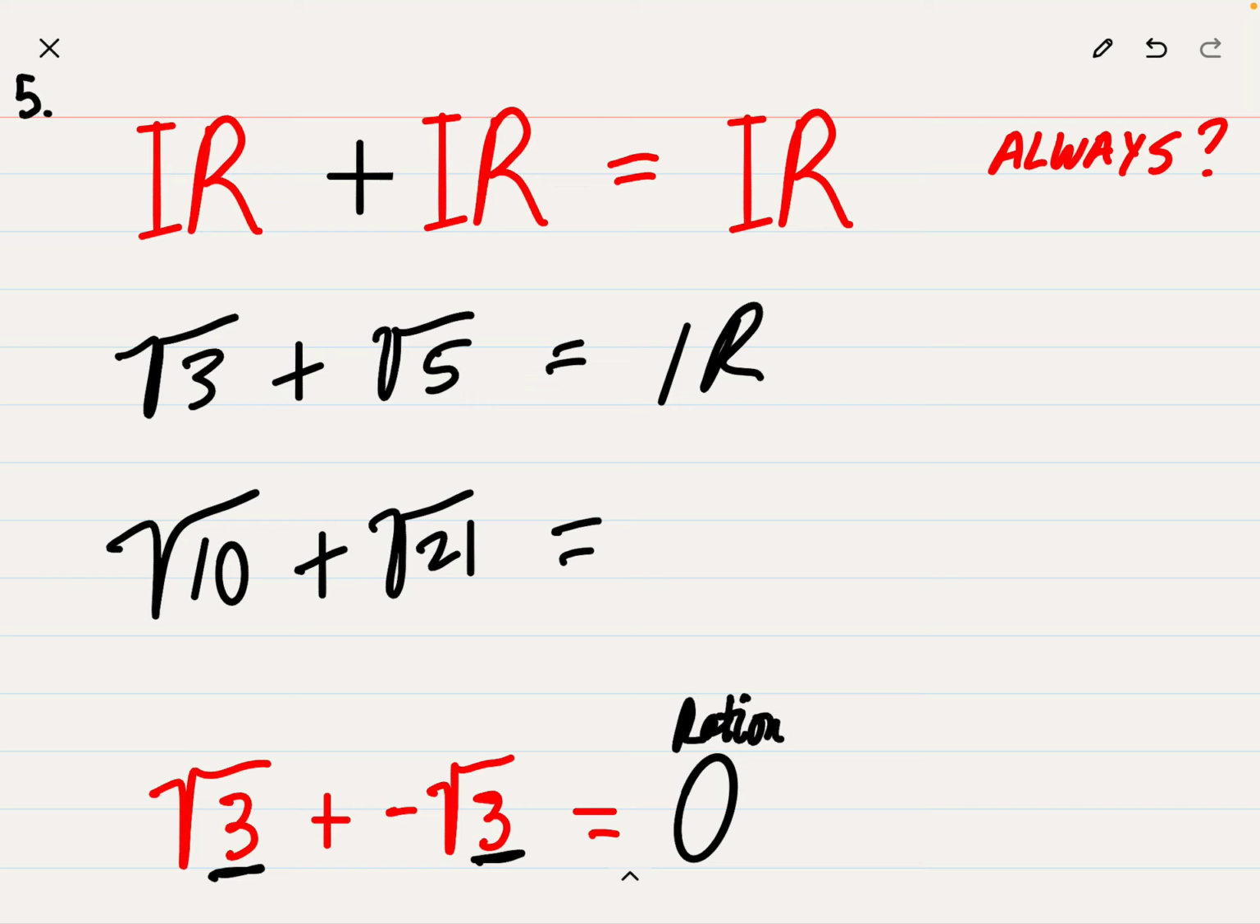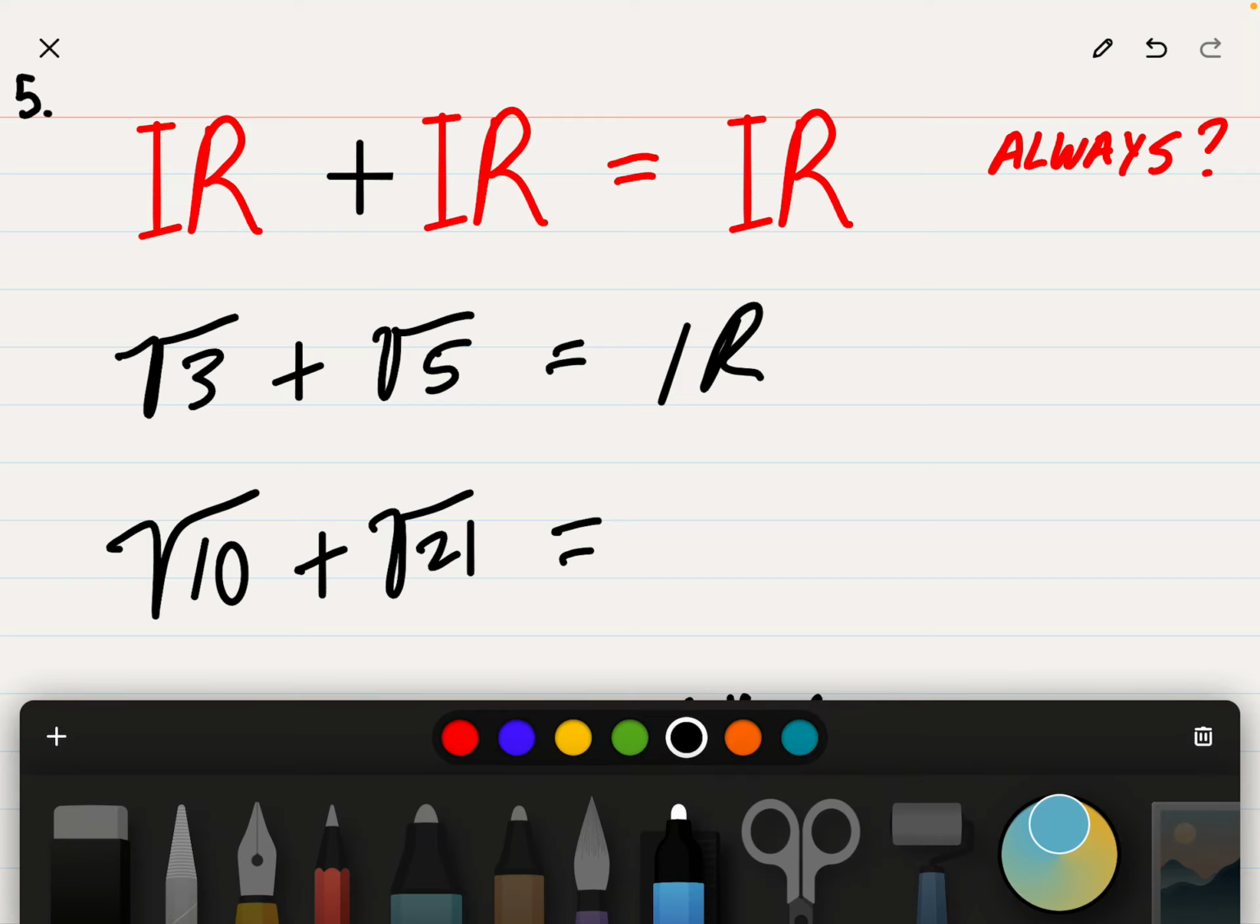Now, this is the only time that it doesn't work. So if the irrationals are opposite, then you're going to get a rational number. But that doesn't happen very often. Most of the time when you're adding irrational plus another irrational, it's going to give you an irrational. The only time that it doesn't is when they are opposites. Make sure you got that.